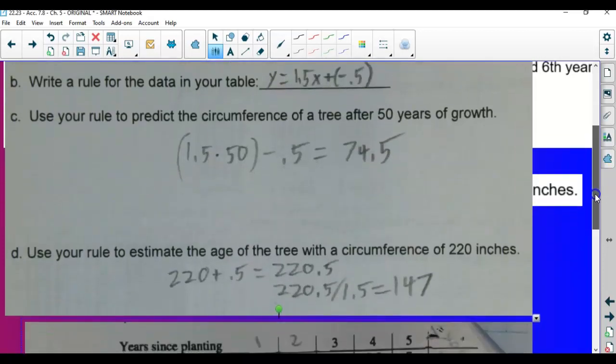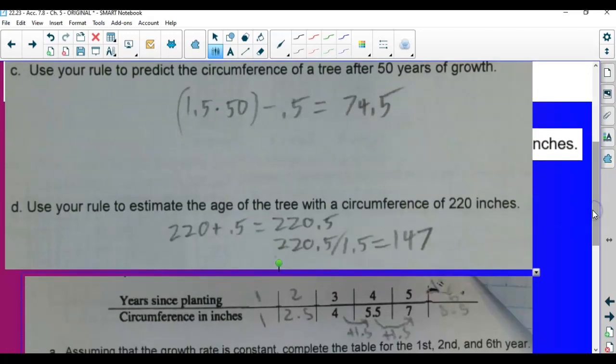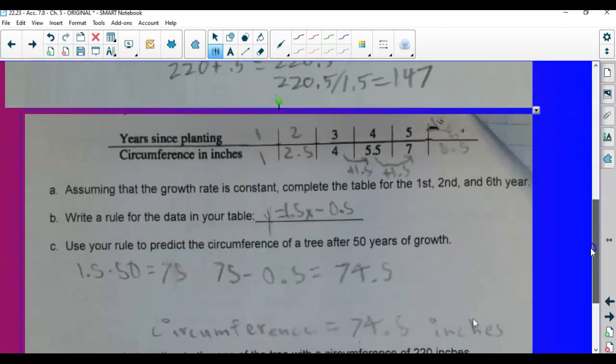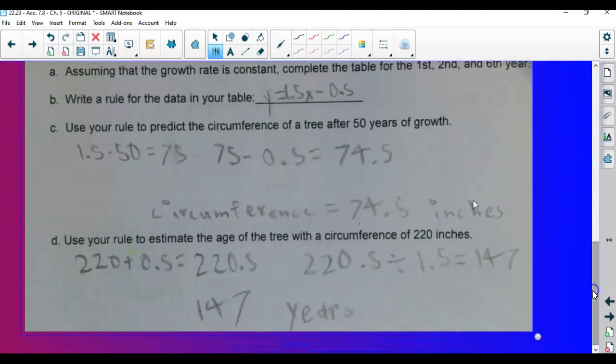We get 74.5 or 147, but they really should have labeled those. So we'll look at another example. 74.5 inches and 147 years, right? Because if we don't label our numbers, how do we know what we're talking about? Well, that's why we are going over this together.